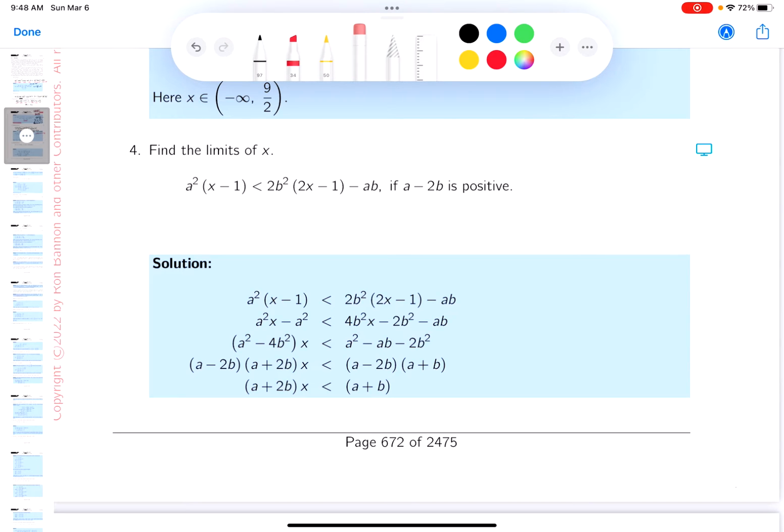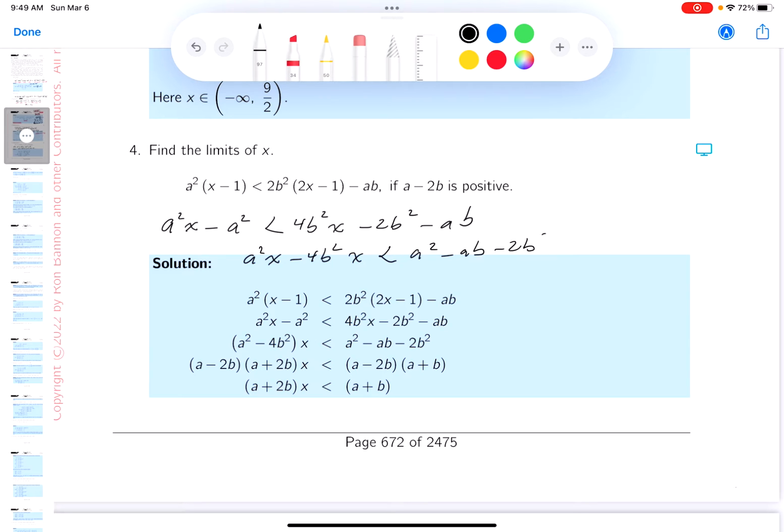Okay, simplify both sides first. When you get a squared x minus a squared, that would be 4b squared x minus 2b squared minus ab. Well, I've got to collect the x on one side, everything else on the other. So a squared x minus 4b squared x, a squared minus ab minus 2b squared.